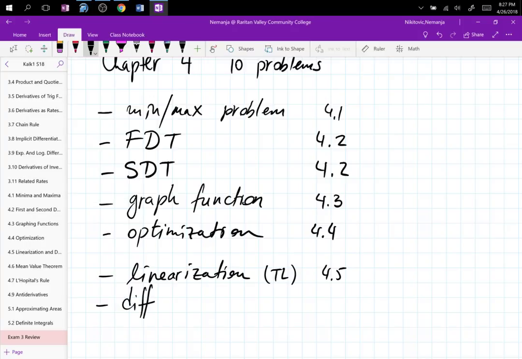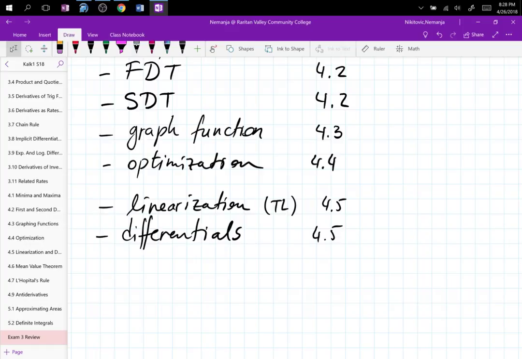Differentials. Now differentials are also 4.5 and that could be a word problem, but it also could be to compute the value of a number. So linearization, I'll just put word problem with a question mark because it could be a word problem. You definitely have a word problem over here. And it's good to have at least 2 word problems per test.